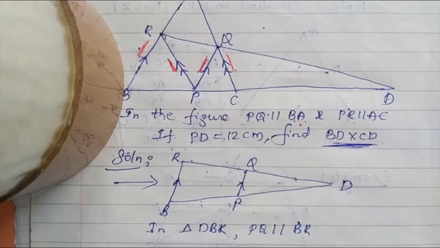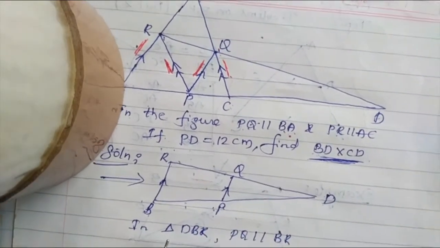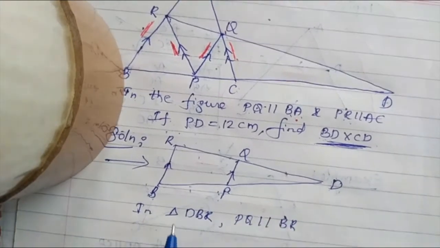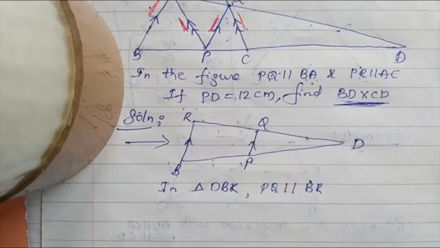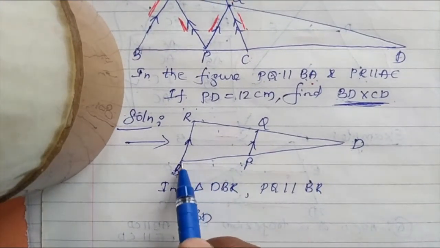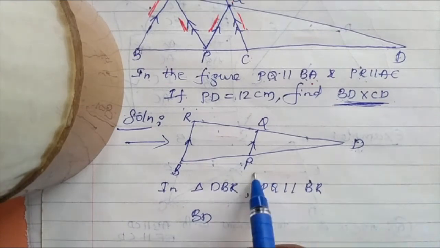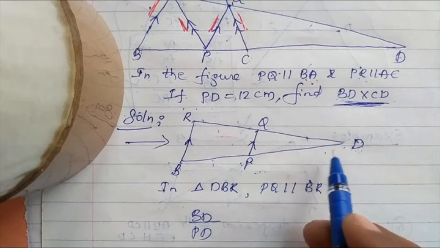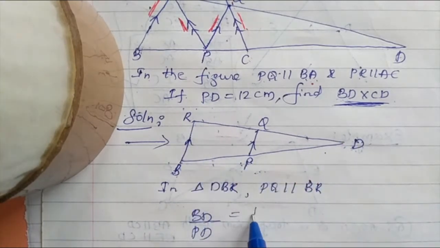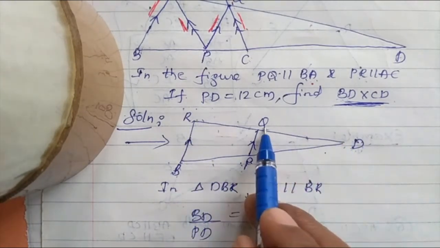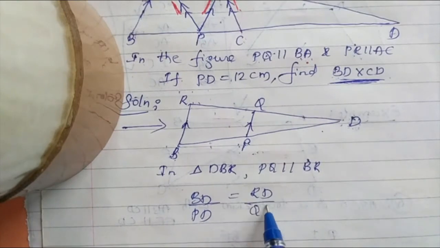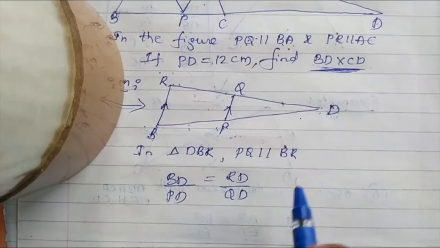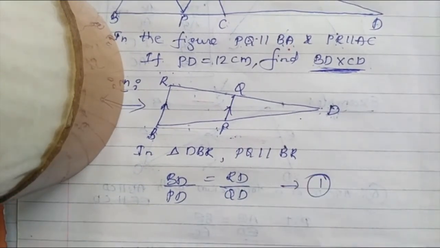Okay. So therefore we write BD. BD is the full and this off PD. This off will follow PD. Full by this off. This side also, full is what? RD. RD is the full and QD. QD is the remaining off. Mark this as equation 1.